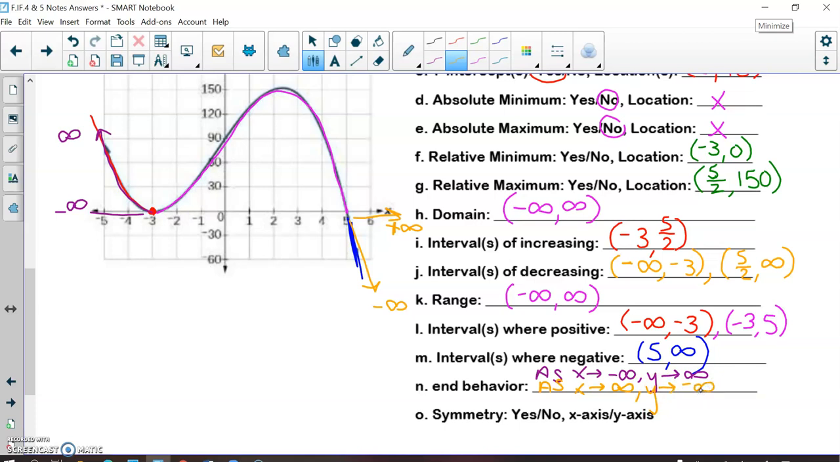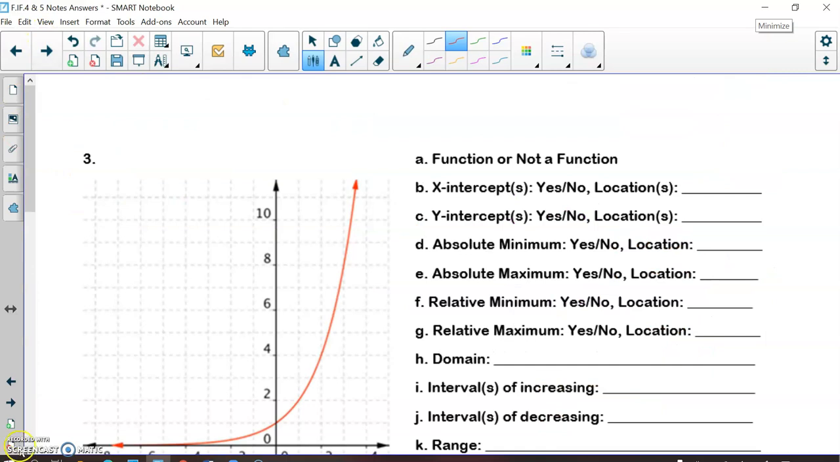And then, does this graph have symmetry? No. If we folded this graph in half, it would not match exactly. So, no, it does not have symmetry. Moving on to my next one here.